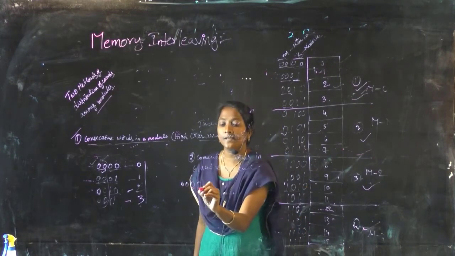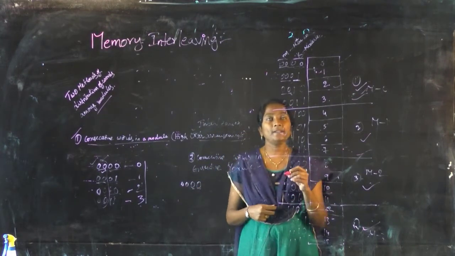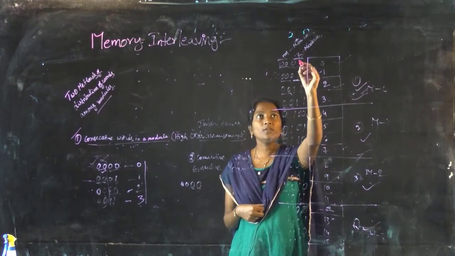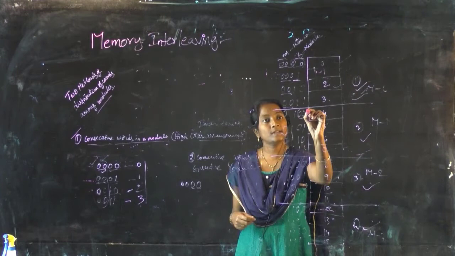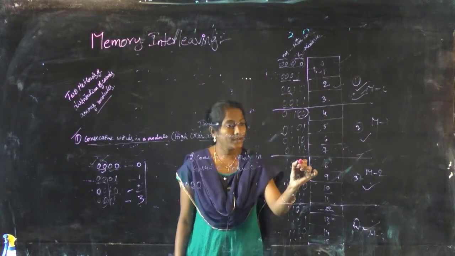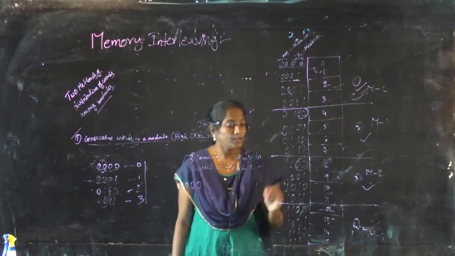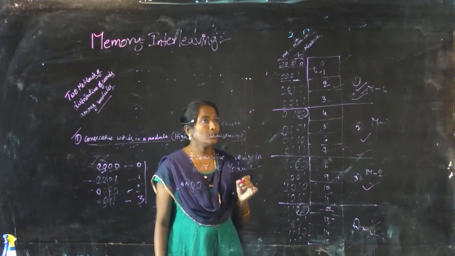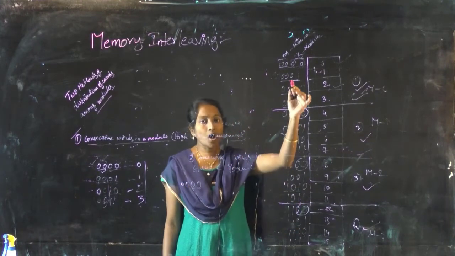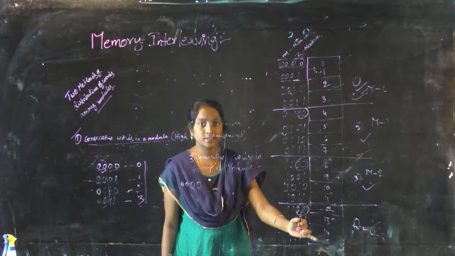Lower order bits indicate the memory module. So here, where are the lower order bits? 00 in the first module, 00 in the next, 00 in the next, and 00 in the fourth module. So likewise, in this case all modules are selected.